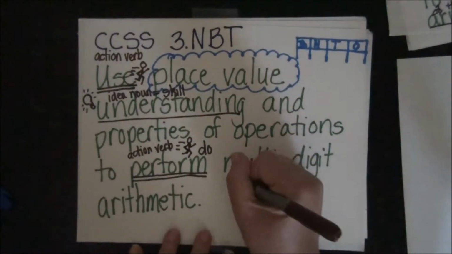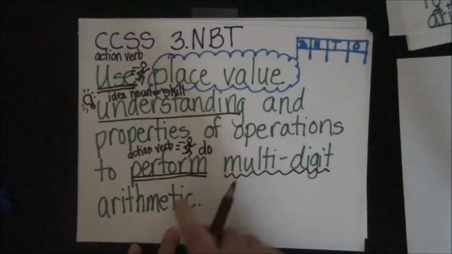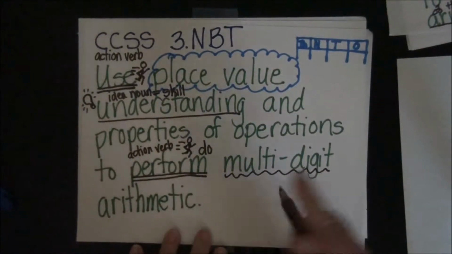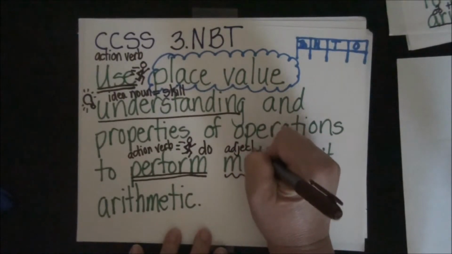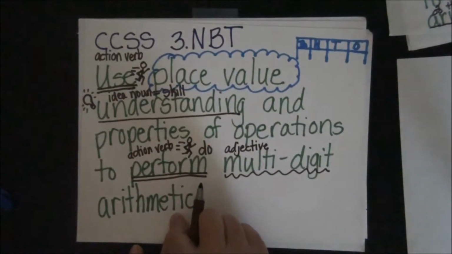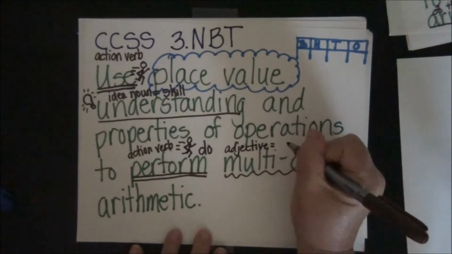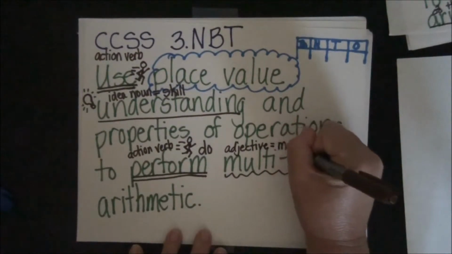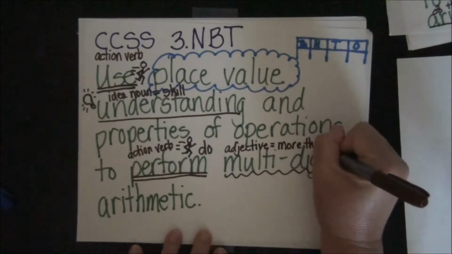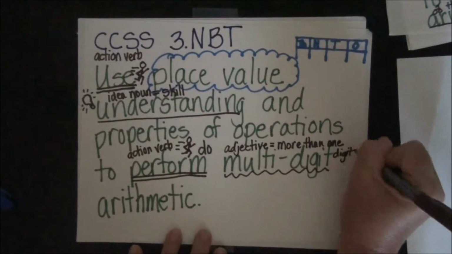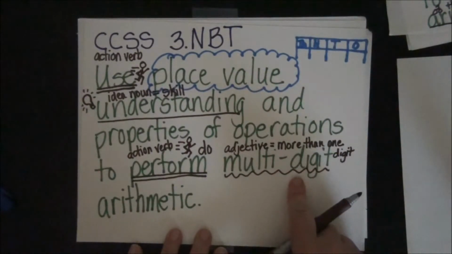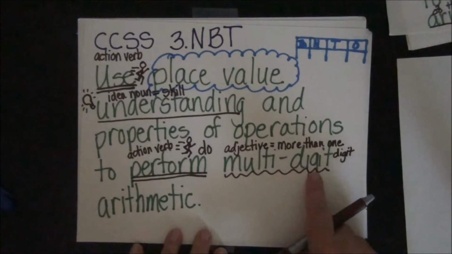Now, multi-digit is an adjective. It describes the kind of arithmetic you will be doing. An adjective is a describing word. It describes a noun. Our noun is arithmetic. And this adjective means more than one digit. And we're going to talk about what digits are in just a minute. So any number with more than one digit, so like 11, 114, 1,286, those are multi-digit numbers.